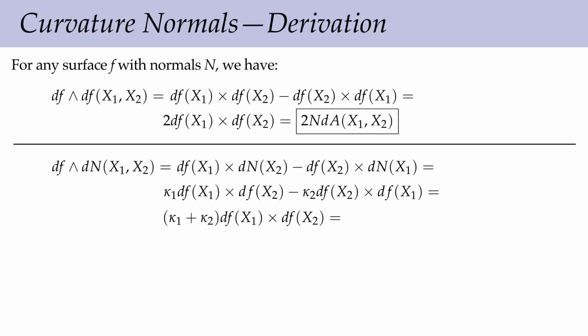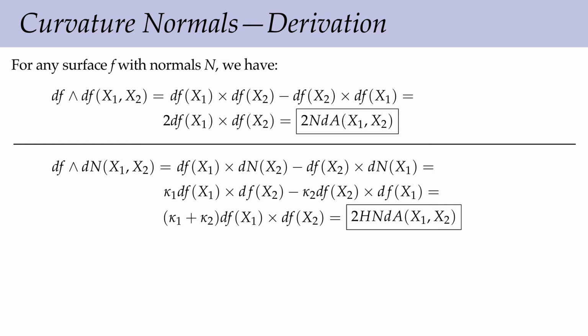Now, if you remember, our definition of mean curvature was the mean of the two principal curvatures, kappa 1 plus kappa 2 over 2. So we can also write this expression as 2 times H, the mean curvature, times the normal, times the area element applied to x1 and x2. As before, this equality will hold for any pair of tangent vectors. We just used a particularly special choice, x1 and x2, to make the derivation really simple to figure out. The curvature really just falls out of this calculation.